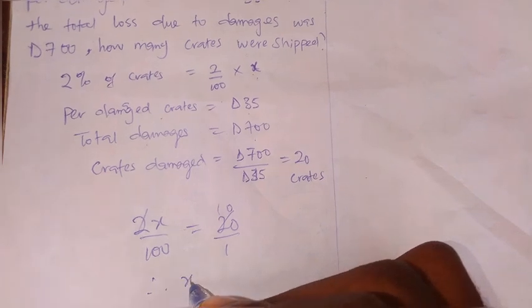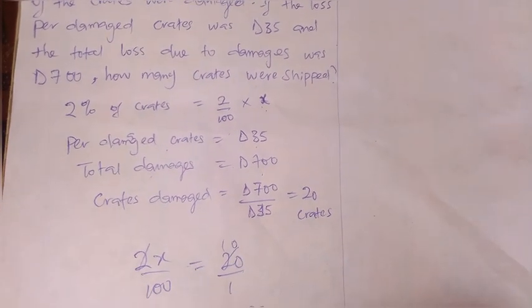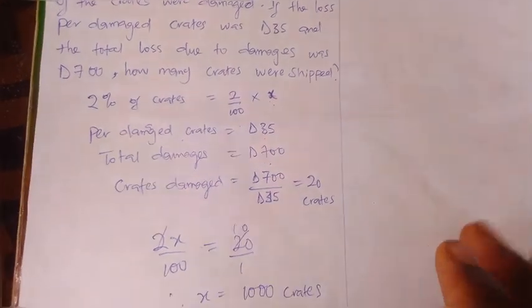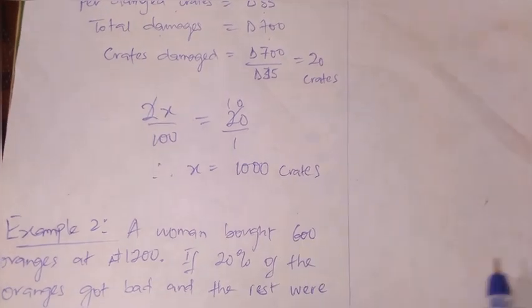Therefore, my x is equal to what? 1000 crates. So, how many crates were shipped? We have what? 1000 what? Crates relatively. As simple as that.